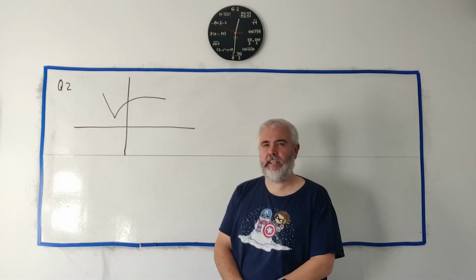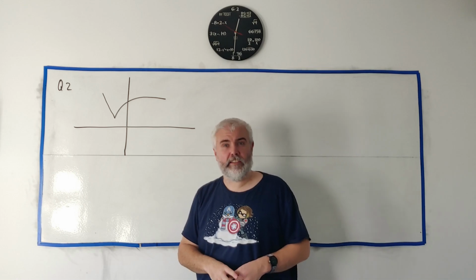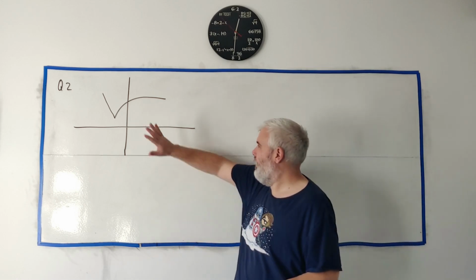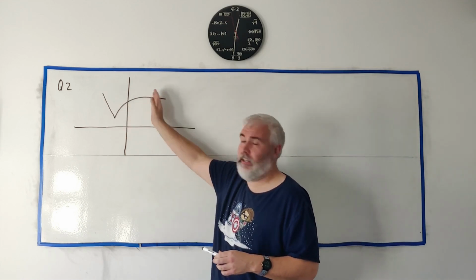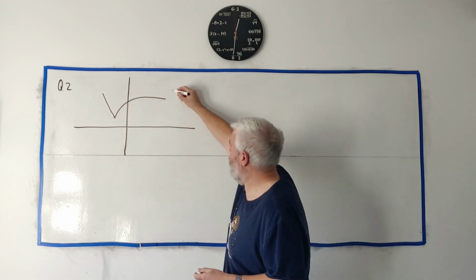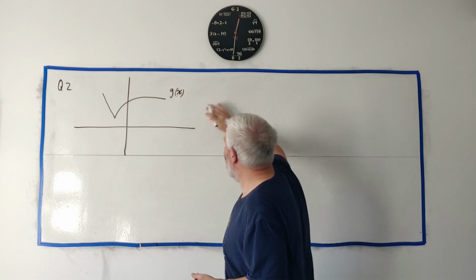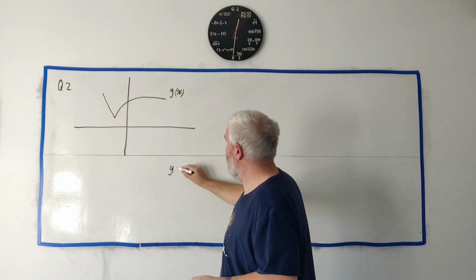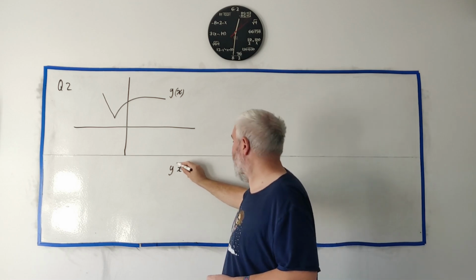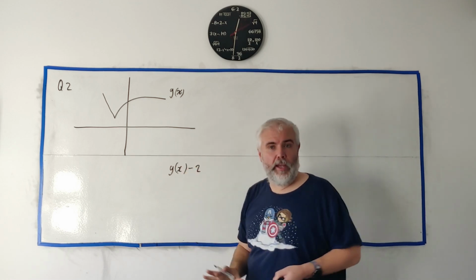In part C, they give us this drawing of g(x), a function, some function. They don't tell us any of the maths about it. This is just what it looks like here. And they ask us, so let me write that in, g(x) here. They then ask us to draw, let me write, g(x) minus 2. How do we draw it?